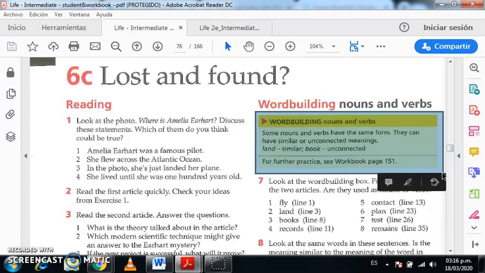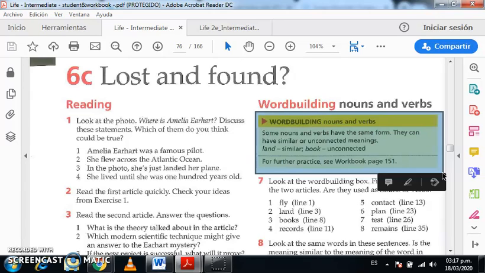So for example, similar meanings, it says land. We can have also cook, dance, play. They are verbs, they are nouns, and they have a similar meaning. But then we have verbs and nouns that don't have the same meaning.